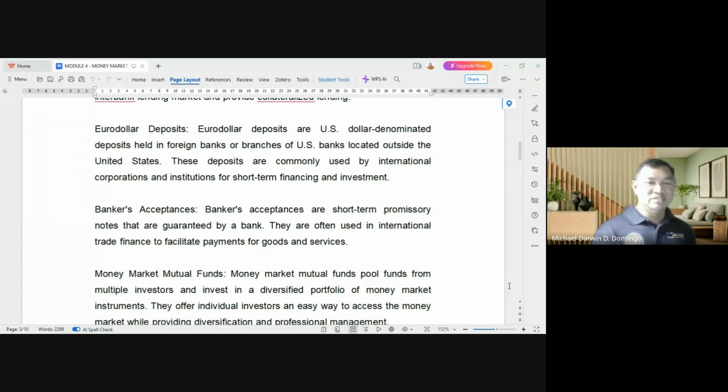Next one is the money market mutual funds. So this one pools money from multiple investors and invests it in a diversified portfolio. So yan yung kalimitan alam natin. Okay? Sila yung nagmamanage niyan. Pero syempre, don't get me wrong, they also provide other services. Okay? Money market mutual funds.